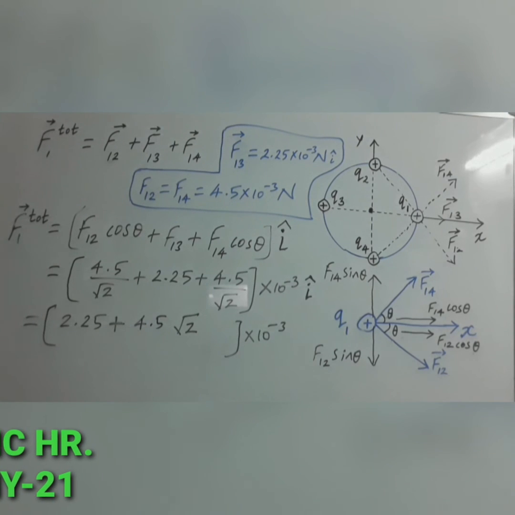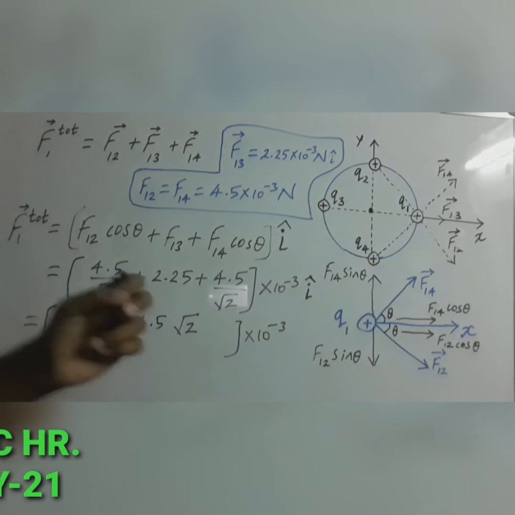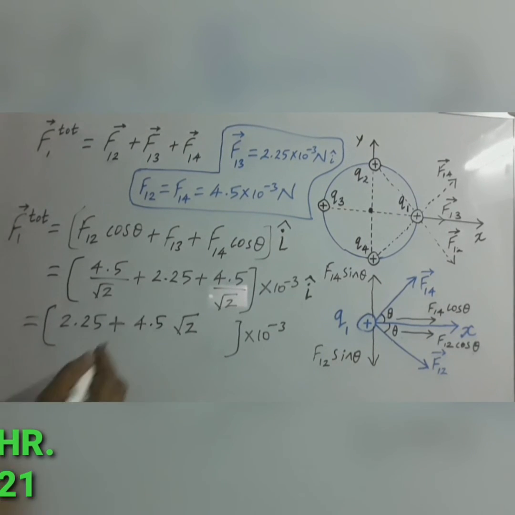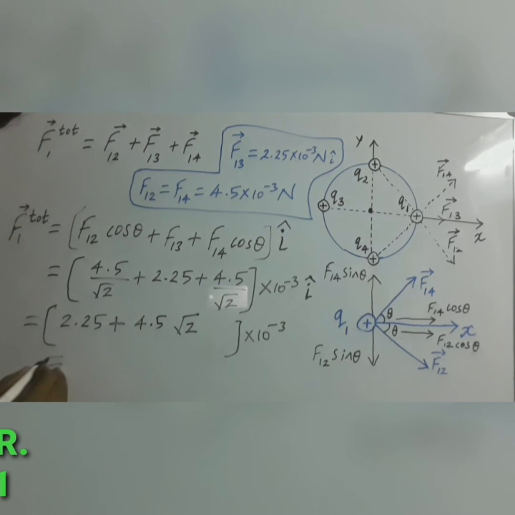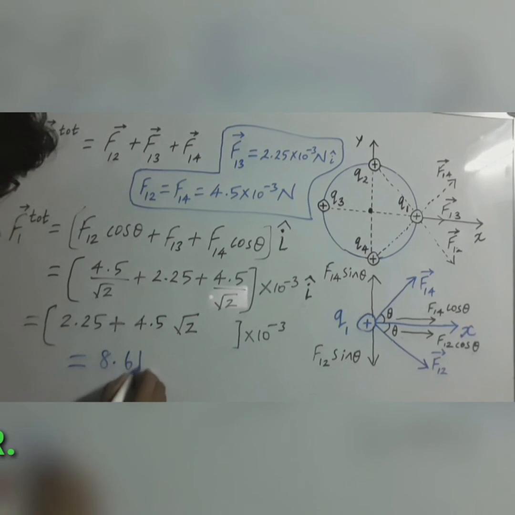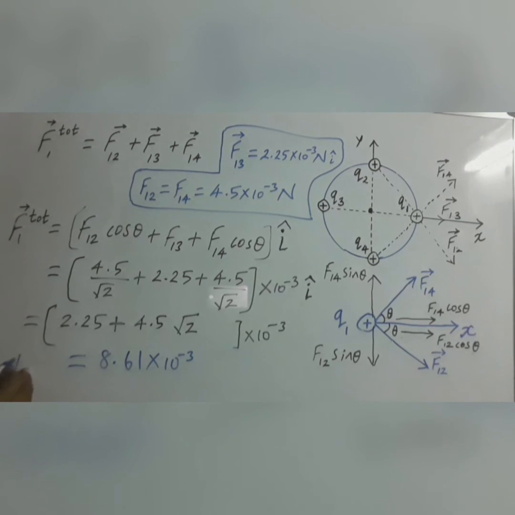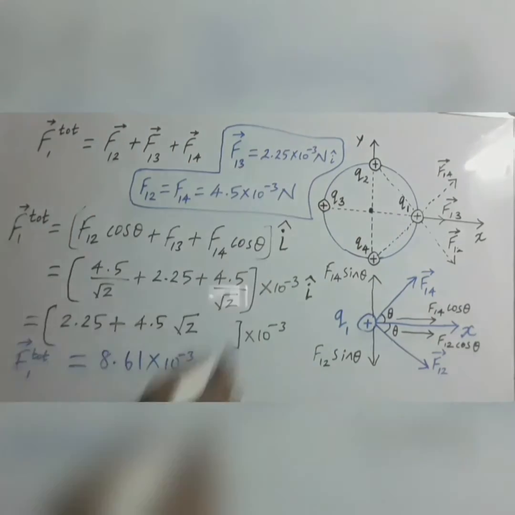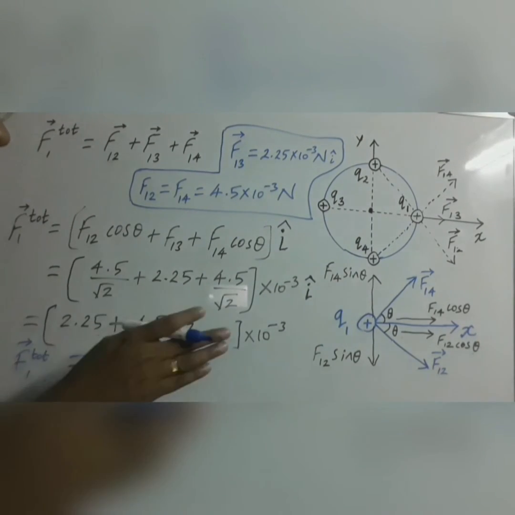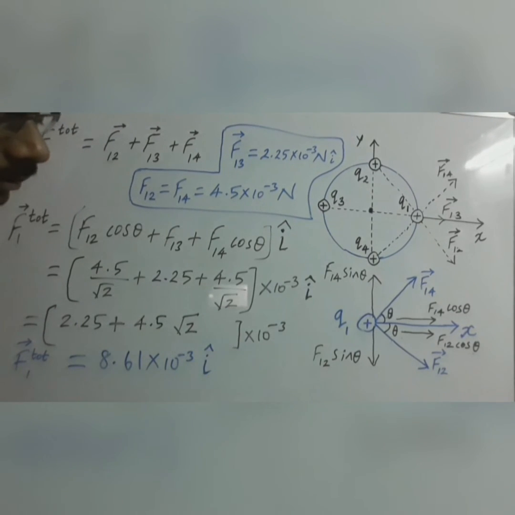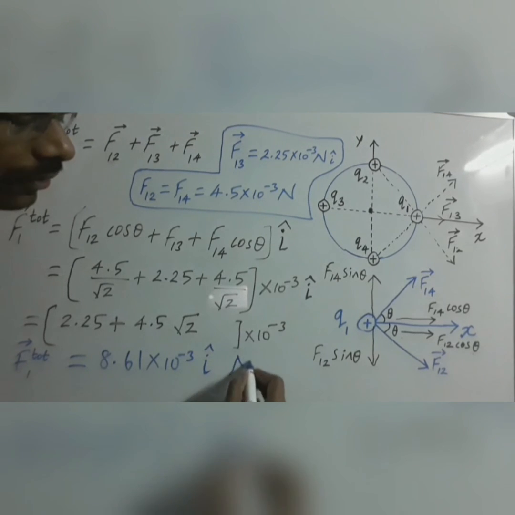Know the value of root 2, which is equal to 1.414. That can be multiplied with 4.5. Manually we can do, plus 2.25 is there. After adding all the values, we can get the final value 8.61 into 10 to the power of minus 3. It is the total force acting on the first charge due to the other 3 charges. Since the total force is acting along the x-axis, we have to mention the orthogonal vector i cap. The unit of force is Newton.